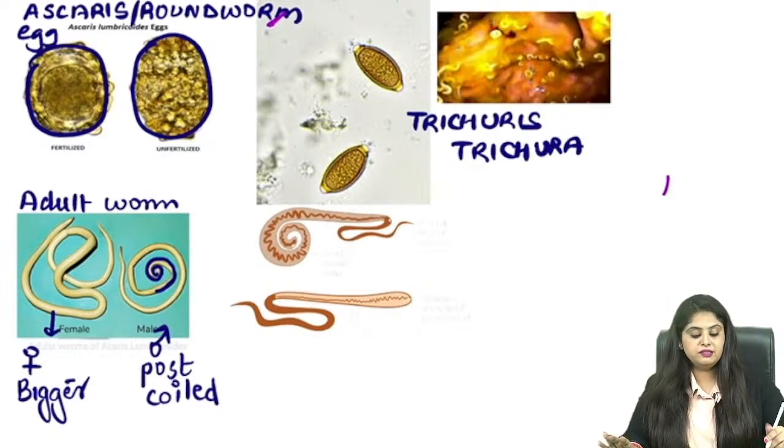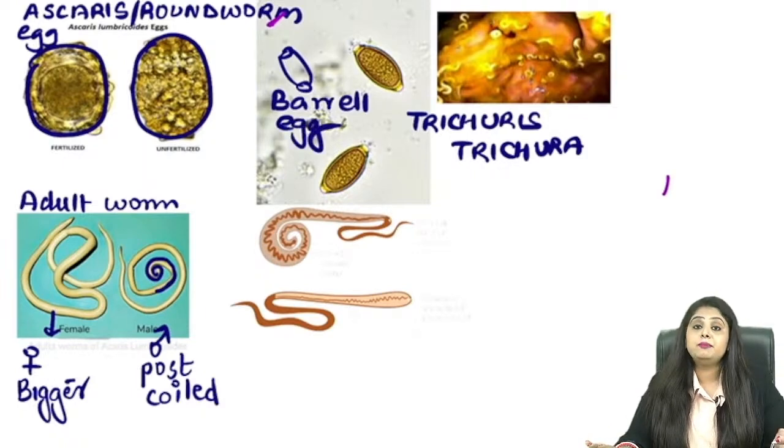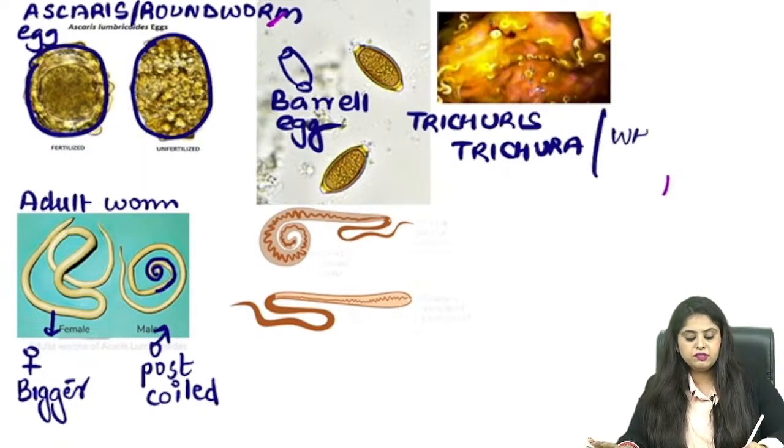What do you have to know in this? What are the eggs looking like? They are looking like barrel shaped eggs. Very good. So now you have to tell me the adult worm. What do you mean by Trichuris trichura? What's the other name? Ma'am, it is also known as a whip worm.